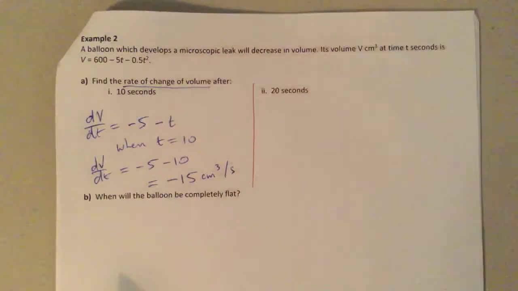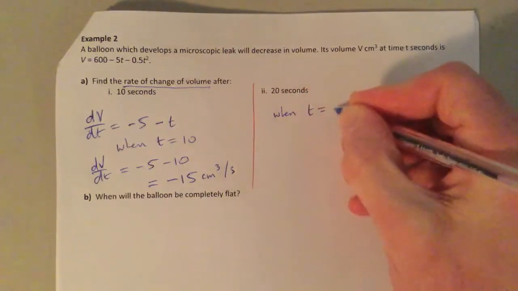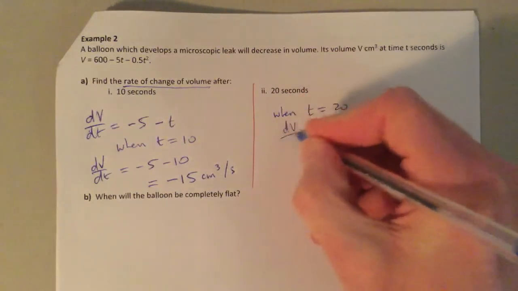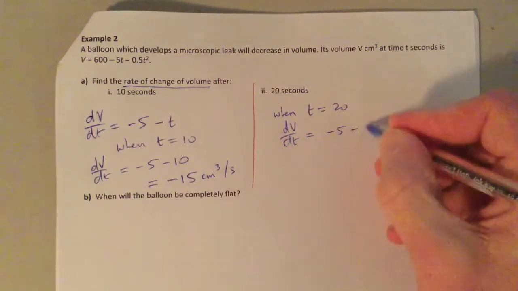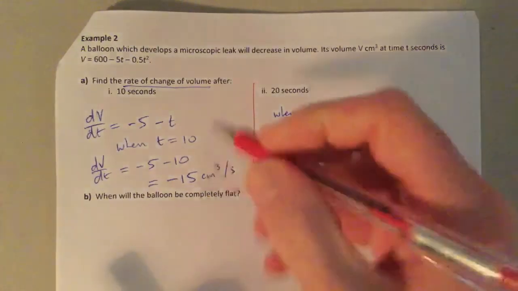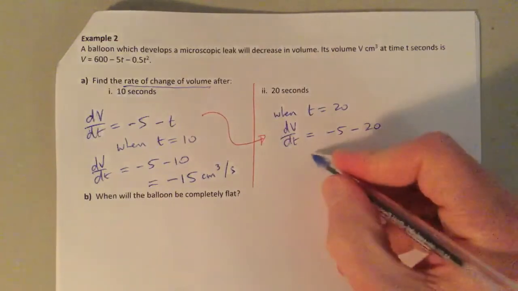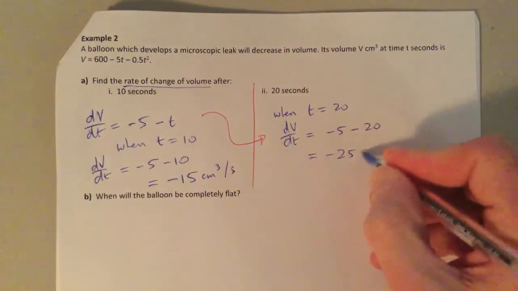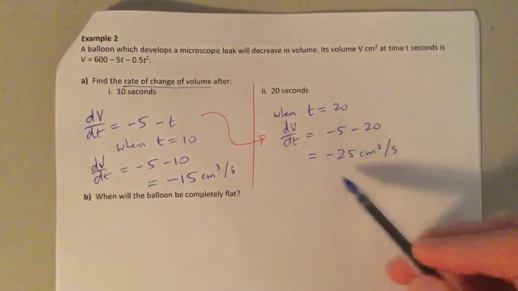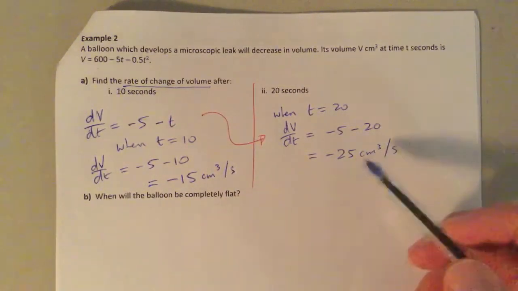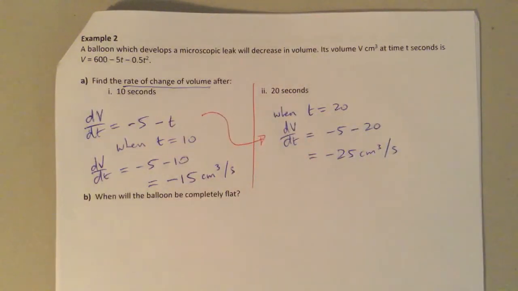After 20 seconds, we're just going to do the same thing, but subbing in t equals 20. The rate of change of the volume with respect to time is going to be negative 5, take away 20, because we're just subbing into this same rule here. And so that's going to be negative 25 centimeters cubed per second. So after 20 seconds, it's losing volume more quickly than it was after 10 seconds.